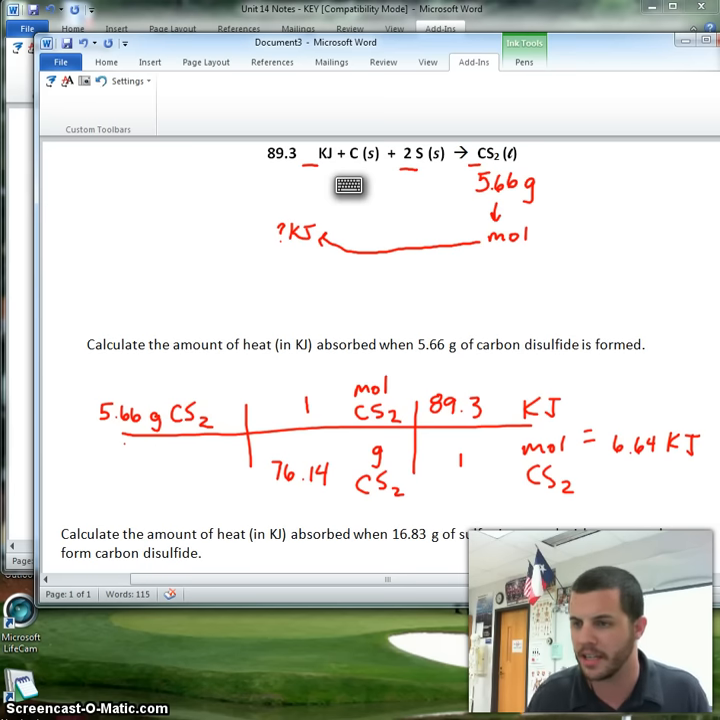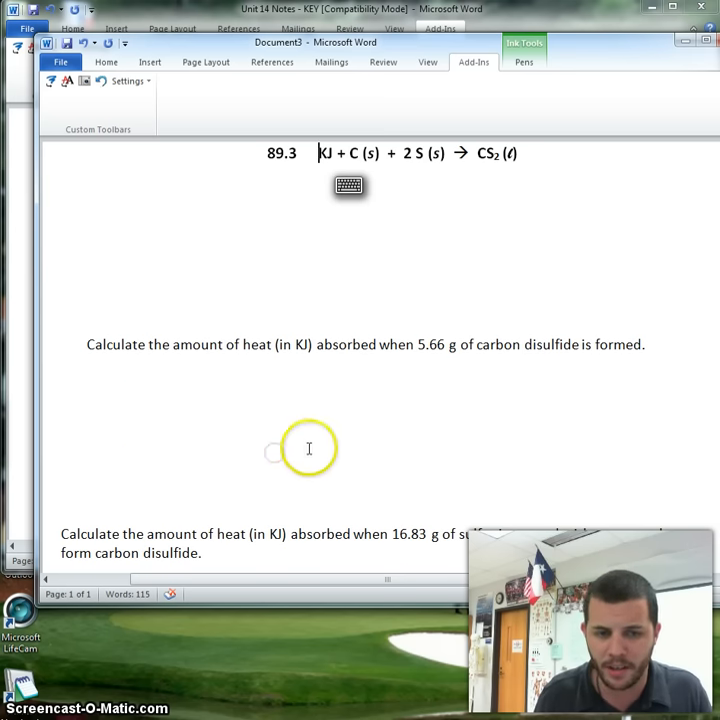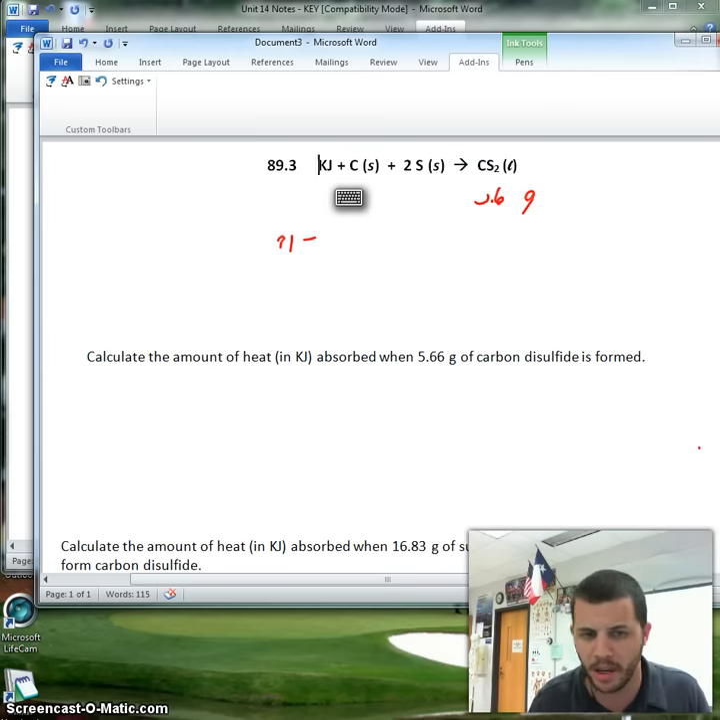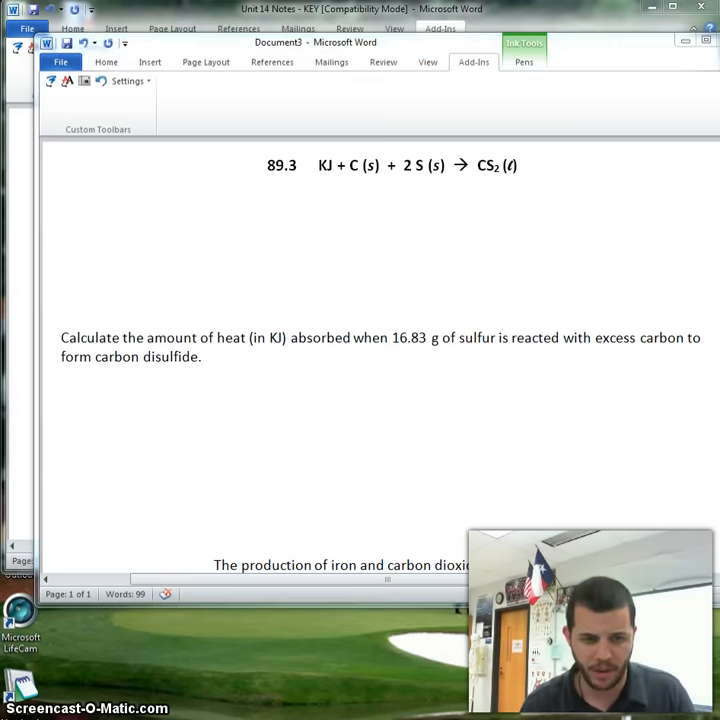So now let's go ahead and take a look at a different problem that has the same chemical equation, but we're just going to have a different coefficient. So let's take a look. Actually, I'm just going to get rid of this problem right here. All right, so this is that second problem that we were just taking a look at right here.